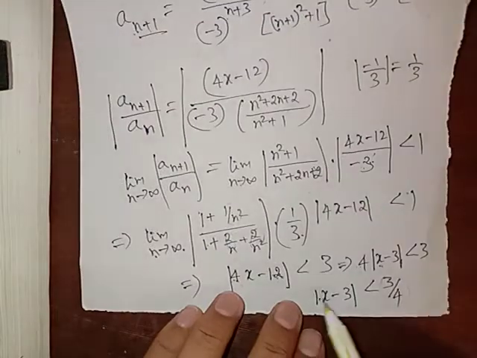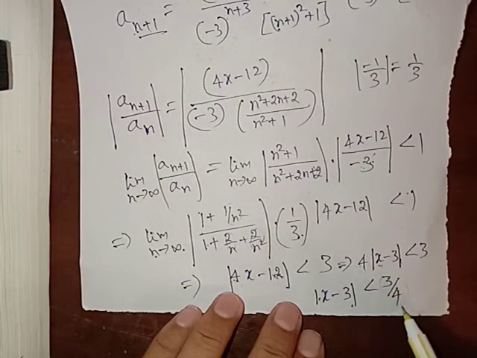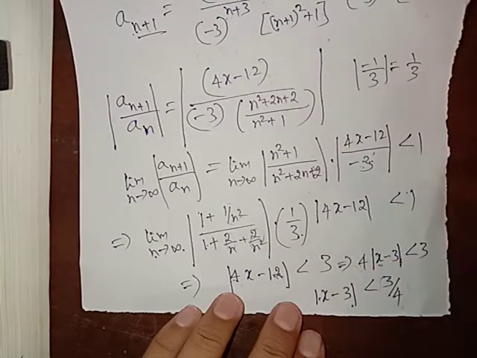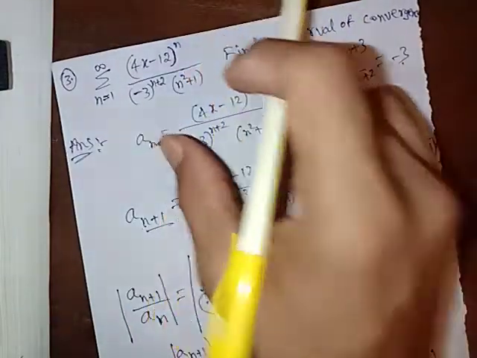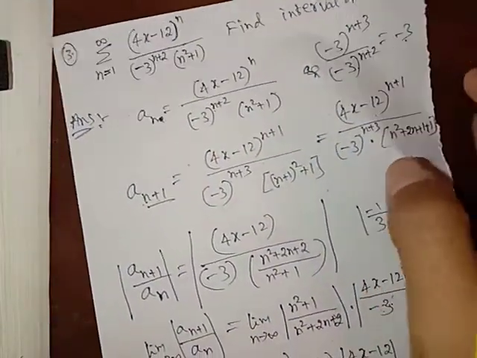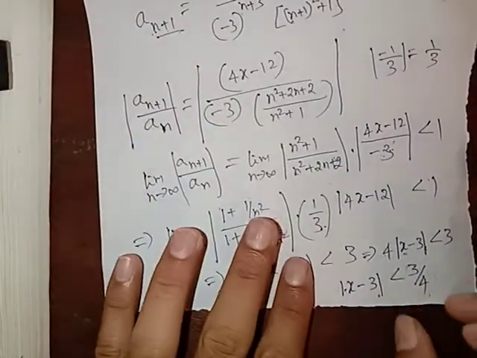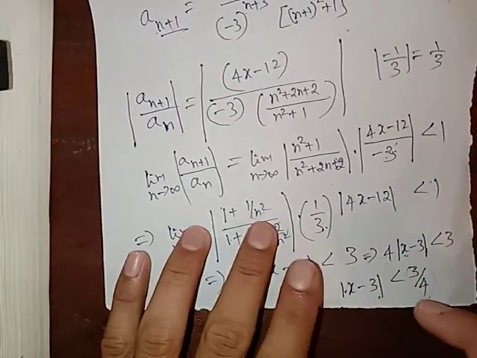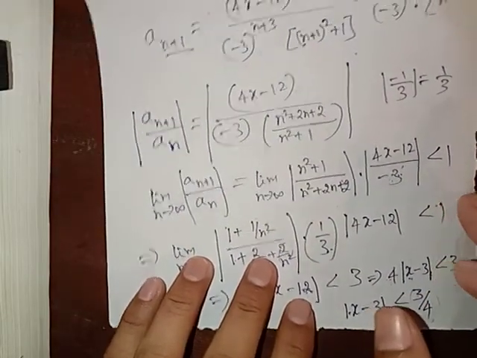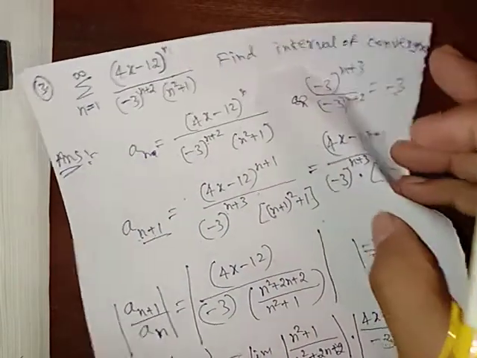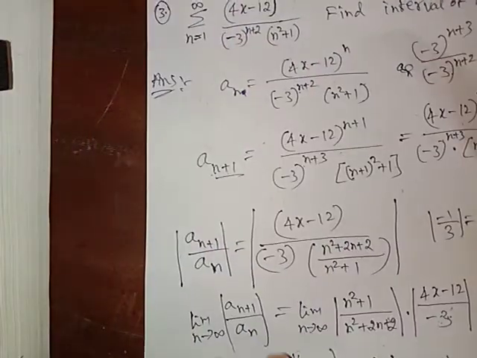Why? Because if the modulus of x minus a is less than some factor, then that series is convergent. For that we can say that this is the radius of convergence. Now we have to find out the interval of convergence.